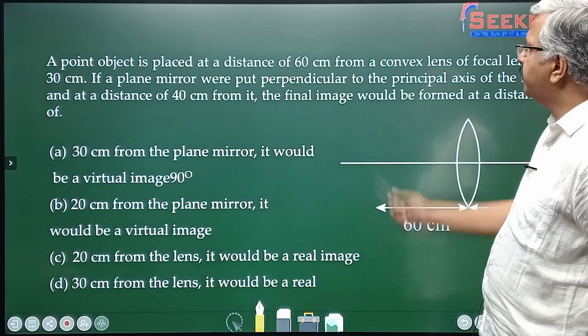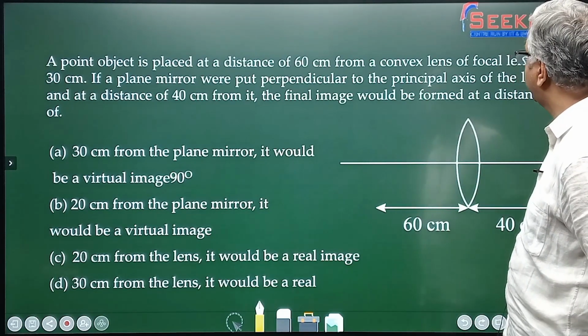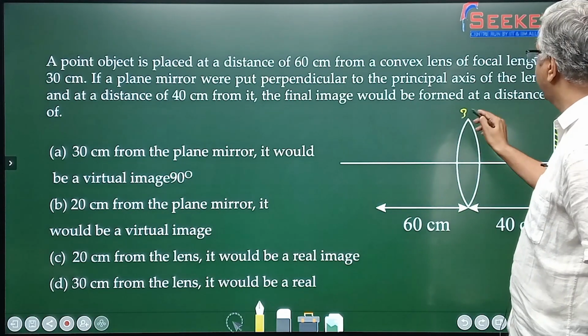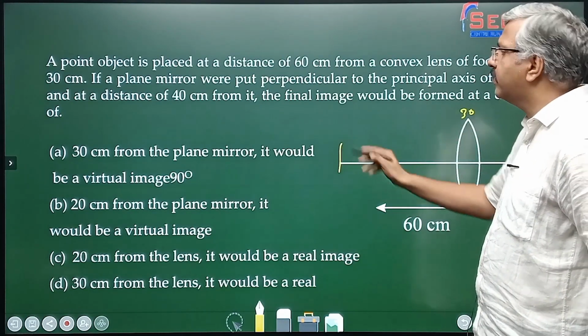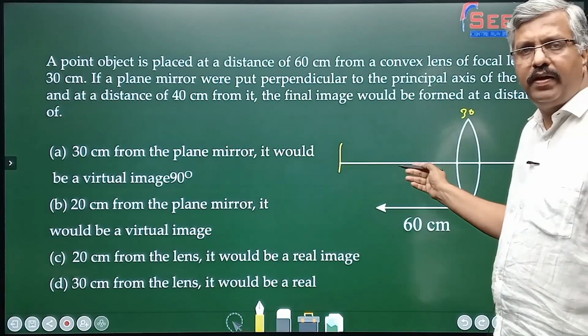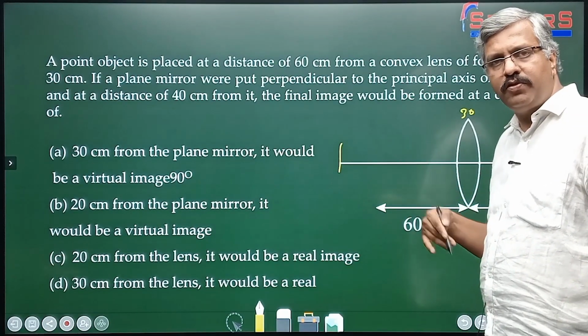So, a point object is placed at a distance of 60 centimeters from a convex lens of focal length 30. So, its focal length is 30. 60 centimeters la object place பண்ணியிருக்கோம். Theoretically என்ன image? Object is placed at 2f. So, if object is placed at 2f, image should be formed at 2f.